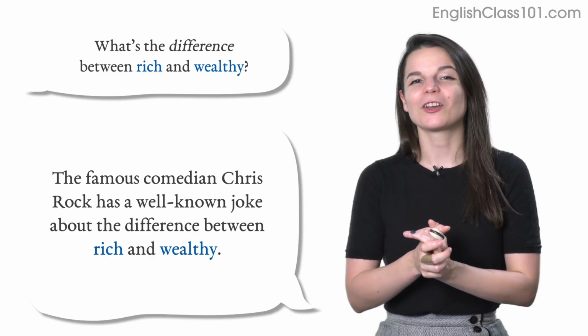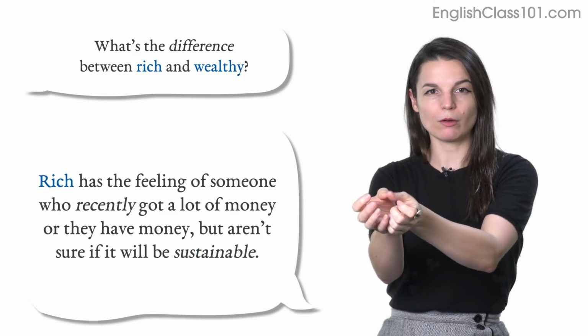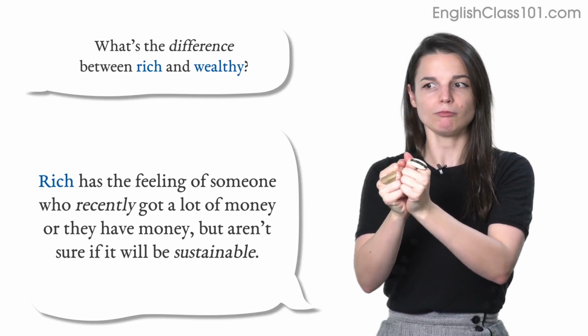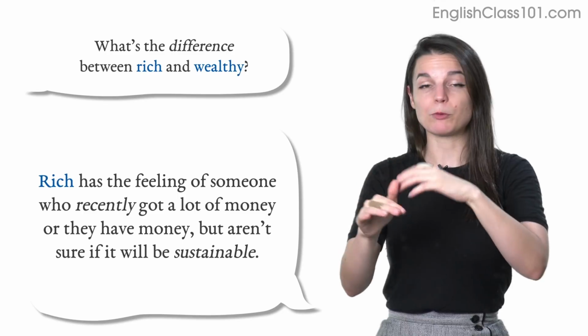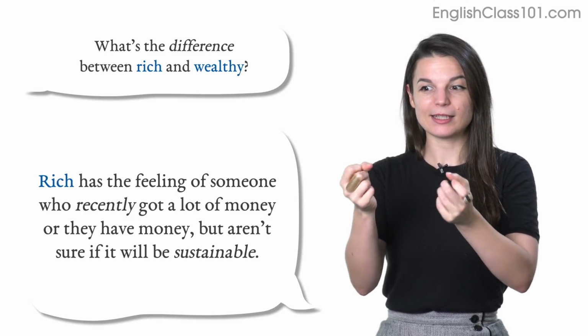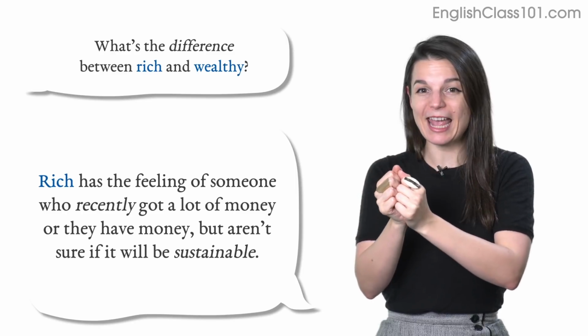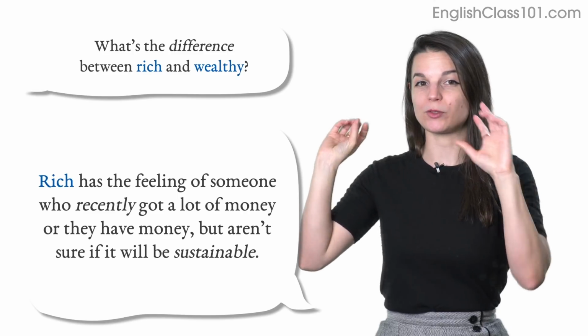But to explain it quickly and briefly here, rich has the feeling of someone who very recently got a lot of money. Or they have some money, but we're not sure it's going to be sustainable, which means we're not sure if they can continue having lots of money. So it's like someone who has a lot of money and they might not have that money into the future. That's someone who is rich.